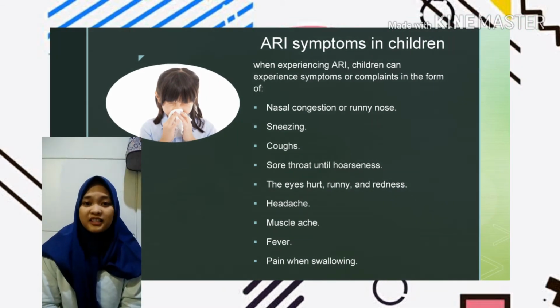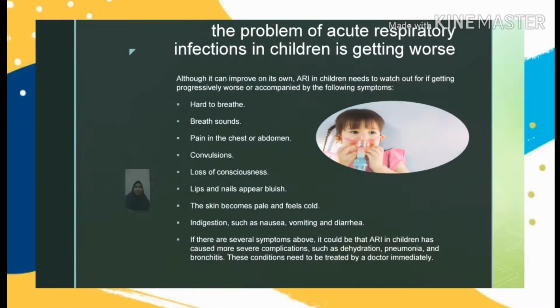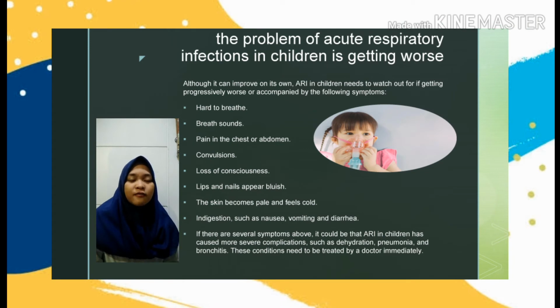ARI symptoms in children. When experiencing ARI, children can experience symptoms or complaints such as nasal congestion or runny nose, sneezing, cold, sore throat until hoarseness, eyes that hurt, are runny and red, headache, muscle ache, fever, and pain when swallowing. The problem of acute respiratory infection in children is getting worse, although it can improve on its own.